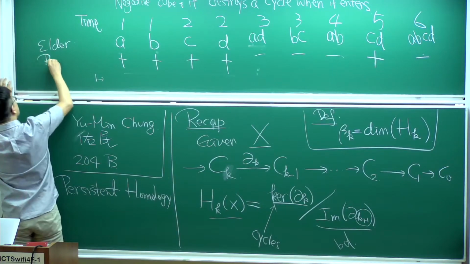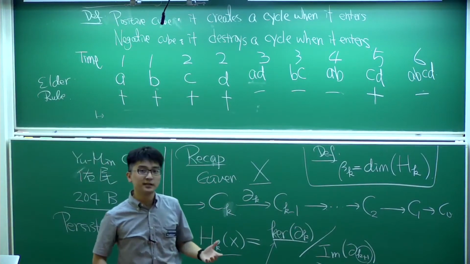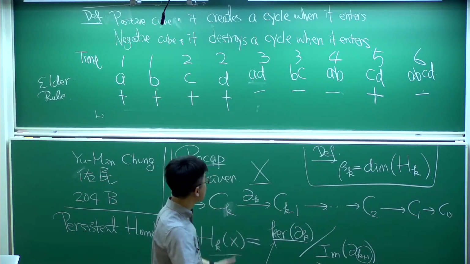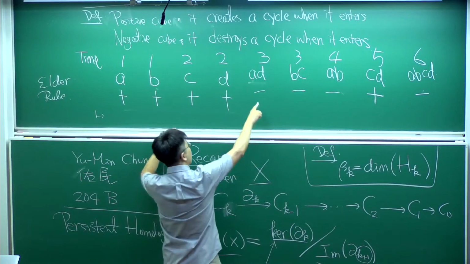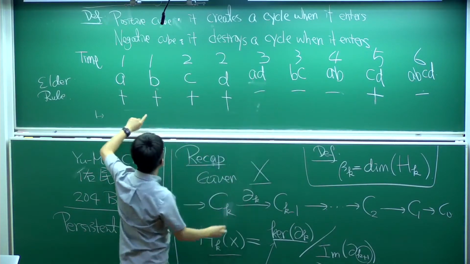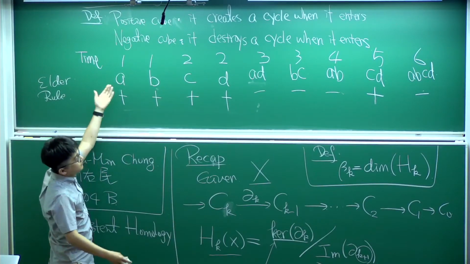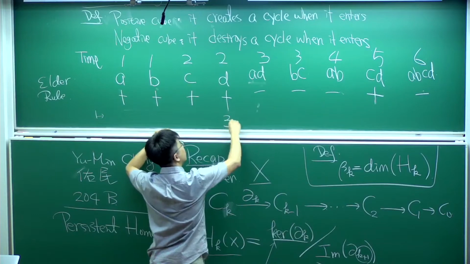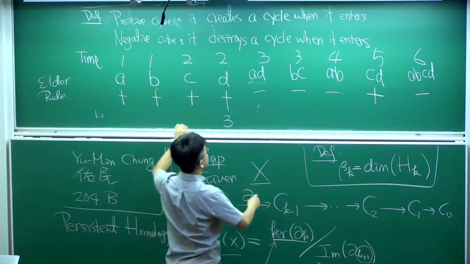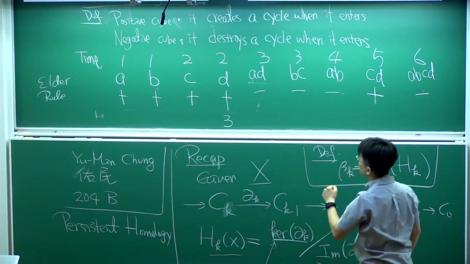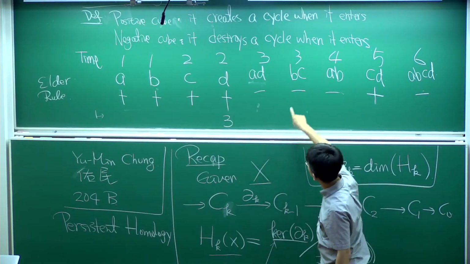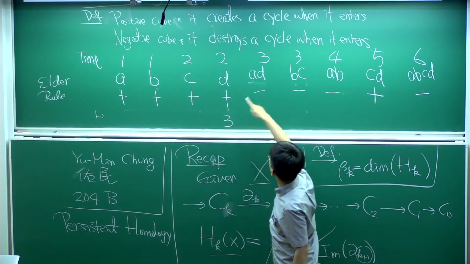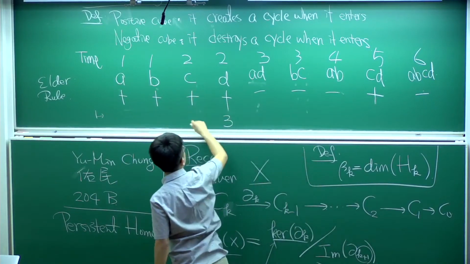Basically, the joke is, the youngest dies. We keep the oldest feature because we want to see as long a feature as possible. So when you pair, you can choose either A or D, but A is far away from there, so you want to pair with the first guy. So you pair this guy with 3, and then you move on to B, C. That negative needs to pair with another positive, so it's either B or C, and because C is youngest, I pair this guy with C.